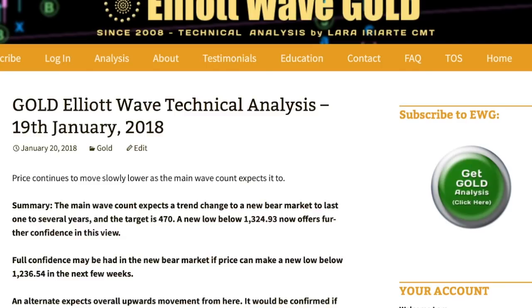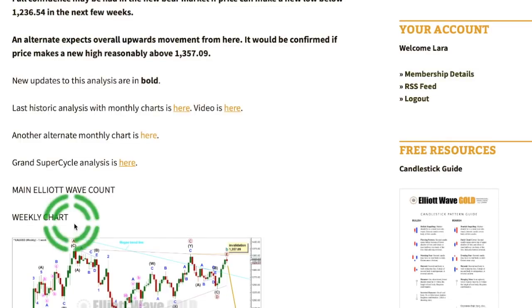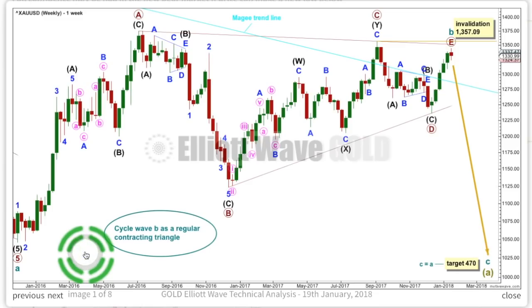And the other wave count expects a bit more downward movement before a final upward breakout from this huge range that gold's been trading in now for nearly 2 years. Elliott Wave analysis first, classic analysis last.